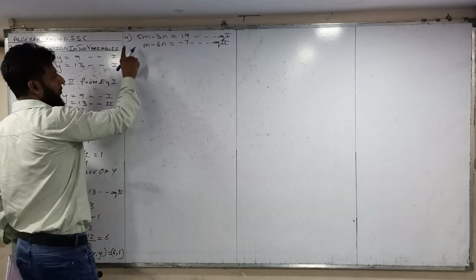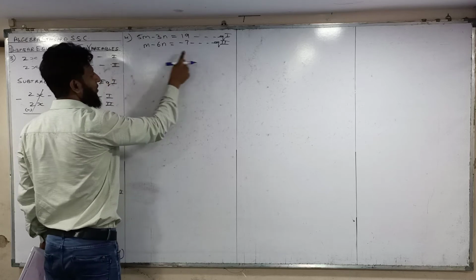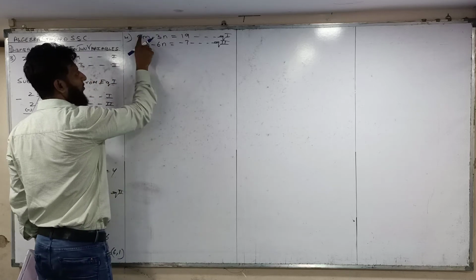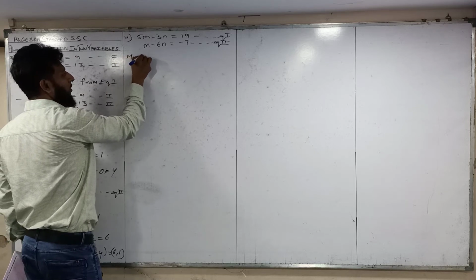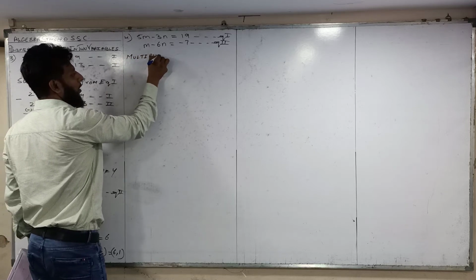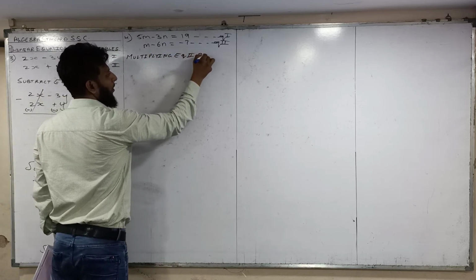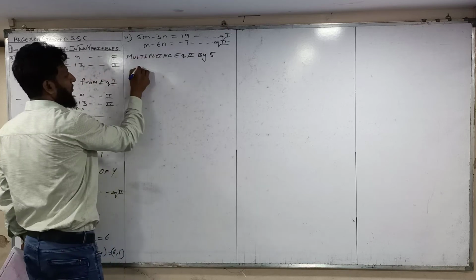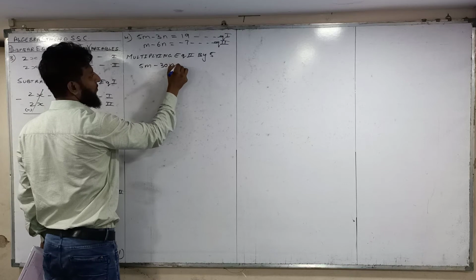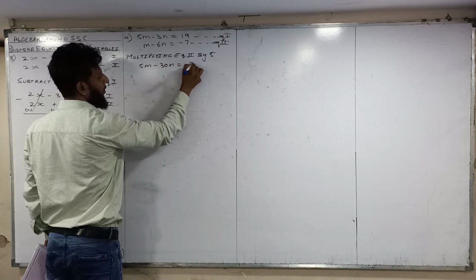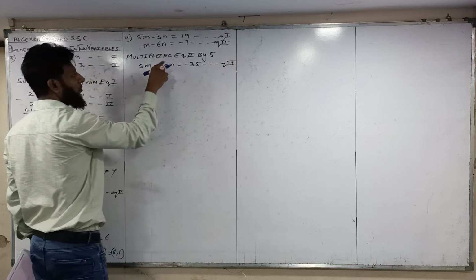So we multiply equation 2 by 5, so that we get 5m. So now I am multiplying equation 2 by 5. Okay, 5 sixes are 30n and 5 sevens are 35. This is our new equation 3 we get from equation 2.